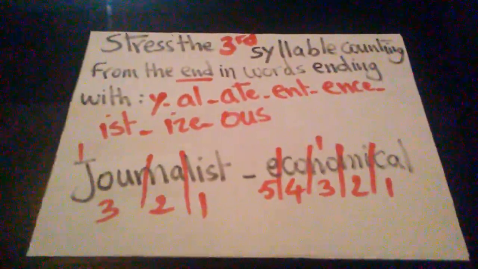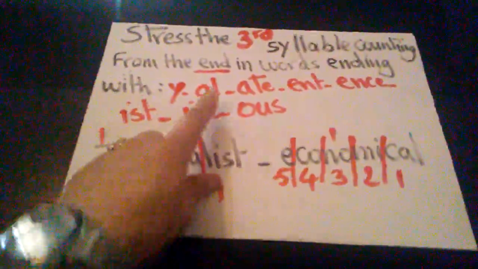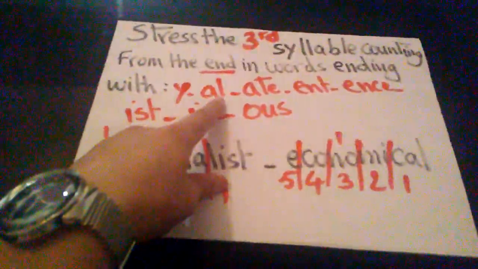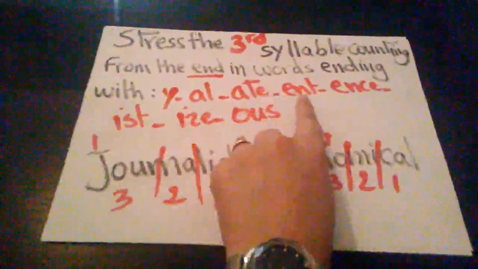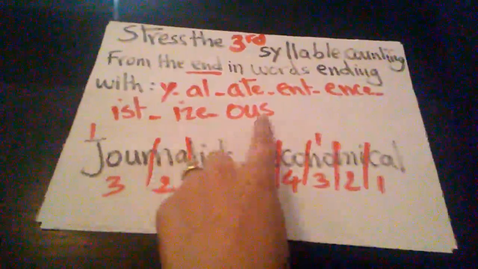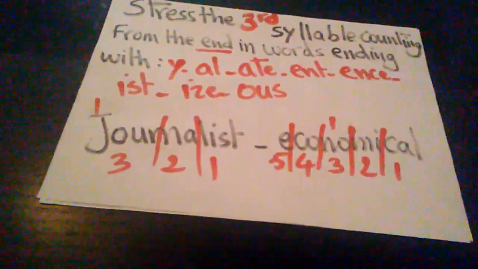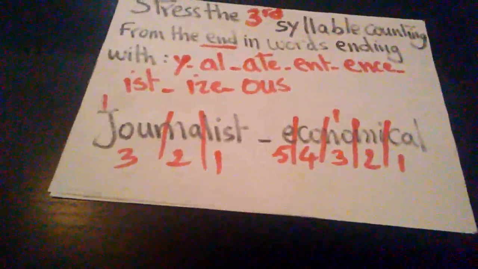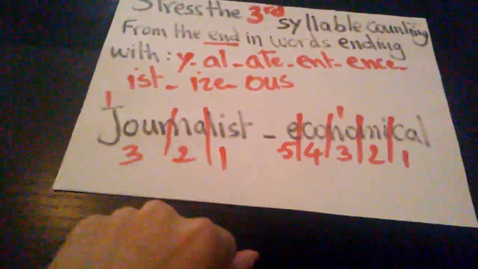Now, the second rule about 3 syllables and more is we stress the third syllable counting from the end in words ending with y, which is pronounced e at the end, ate, ent, ens, ist, ize, us. You have journalist, journalist.